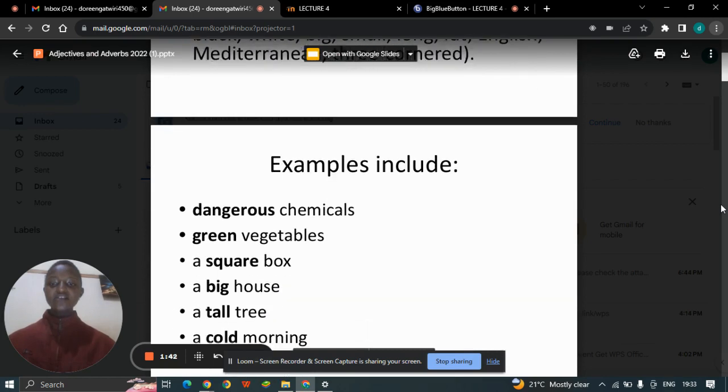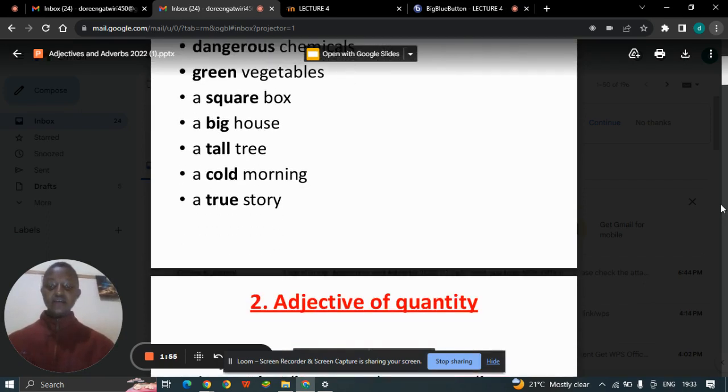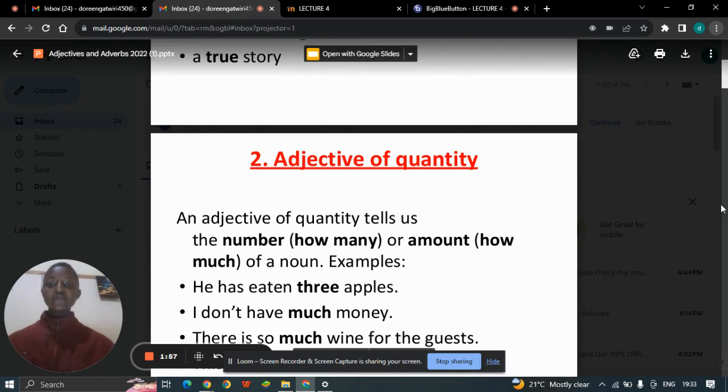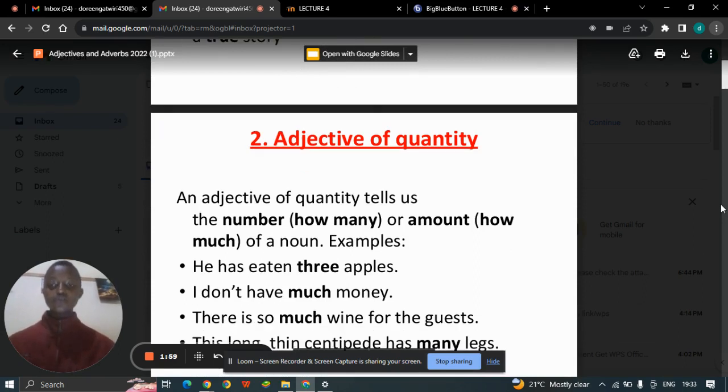Examples in a sentence: dangerous chemical, so you have dangerous. Green vegetables, we have green. A square box, we have square. A big house, we have big. Tall trees, we have tall. So we have a group. Now example two, or rather the other type of adjective.